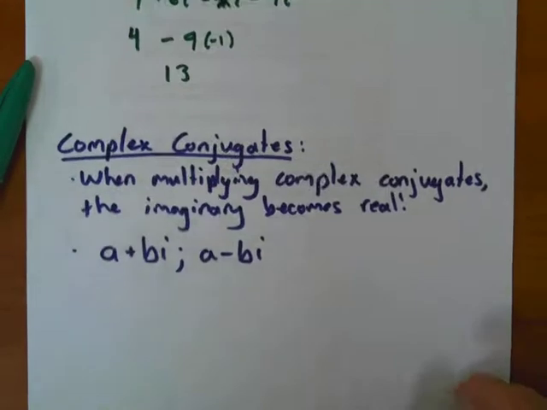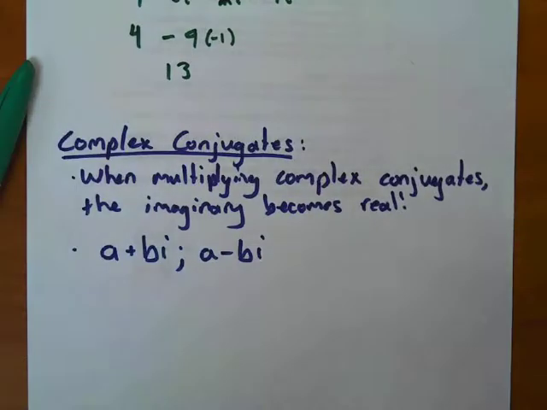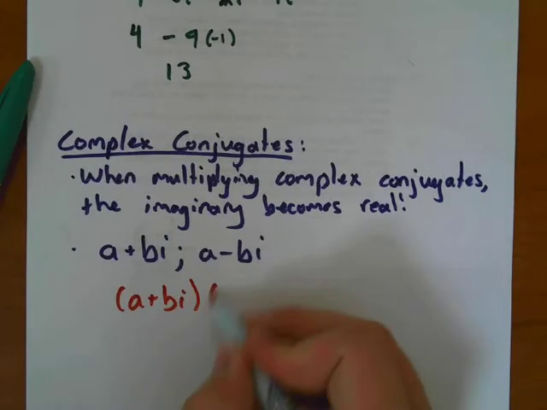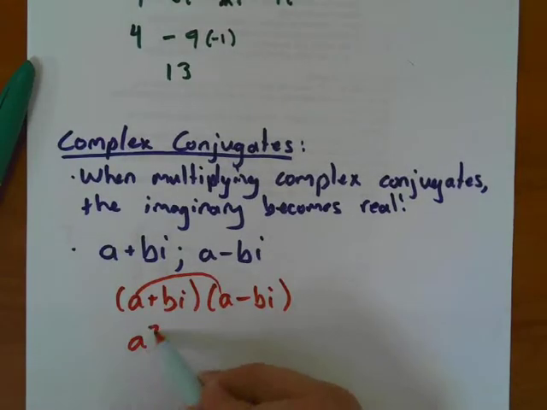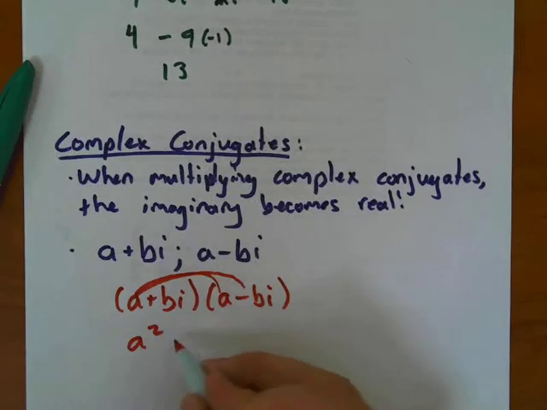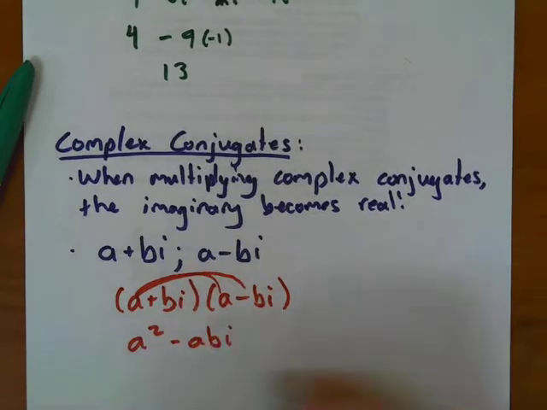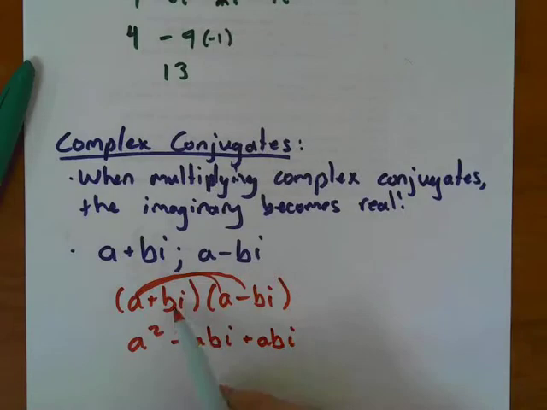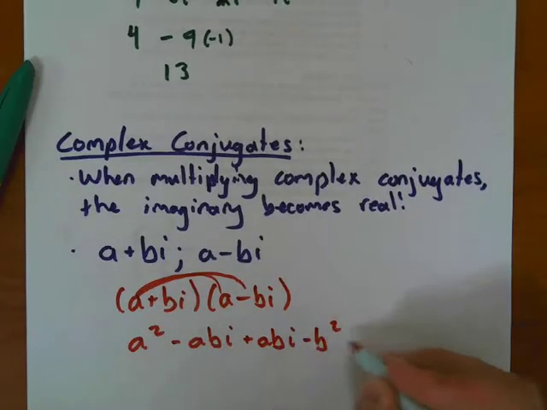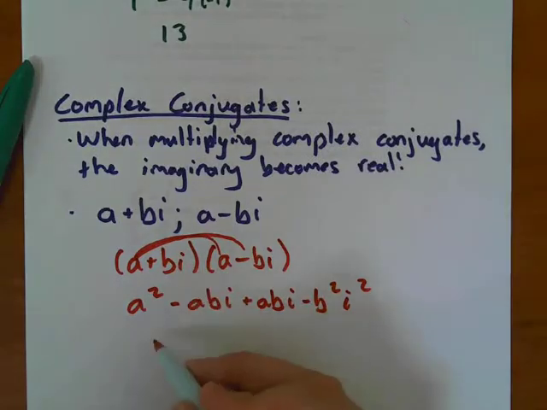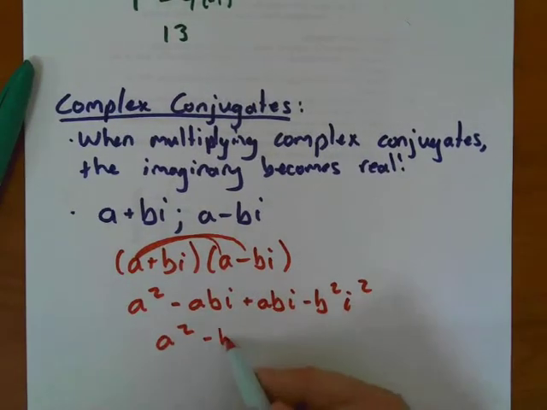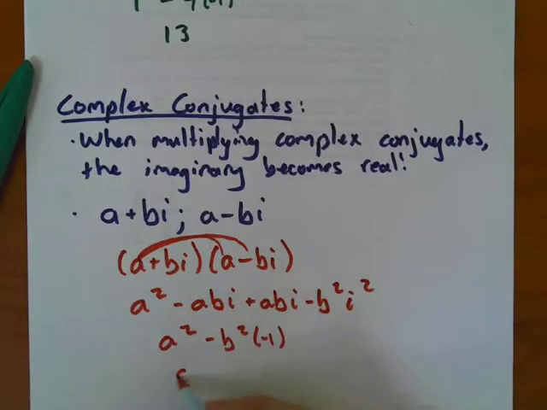And here, I can even show you that this works. I'm going to multiply a plus bi and a minus bi. So when I multiply this out, a times a gives me a squared. a times negative bi gives me negative abi. bi times a gives me positive abi. And bi times negative bi gives me negative b squared i squared. Simplifying, you can see that these middle two terms will cancel out. This i squared would become negative 1. And I'd be left with a squared plus b squared.